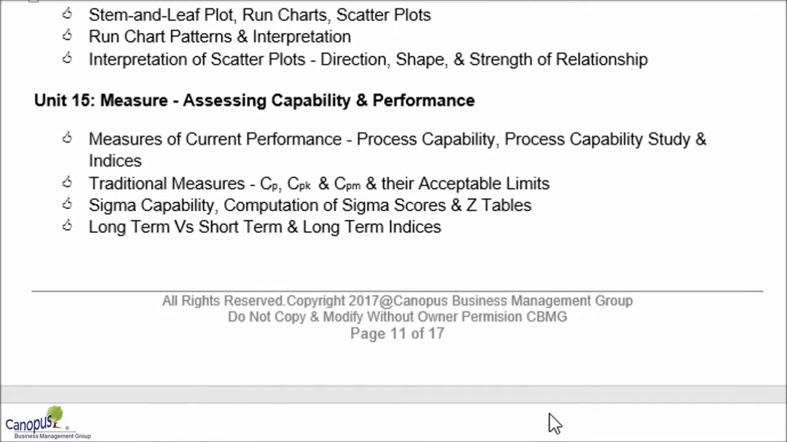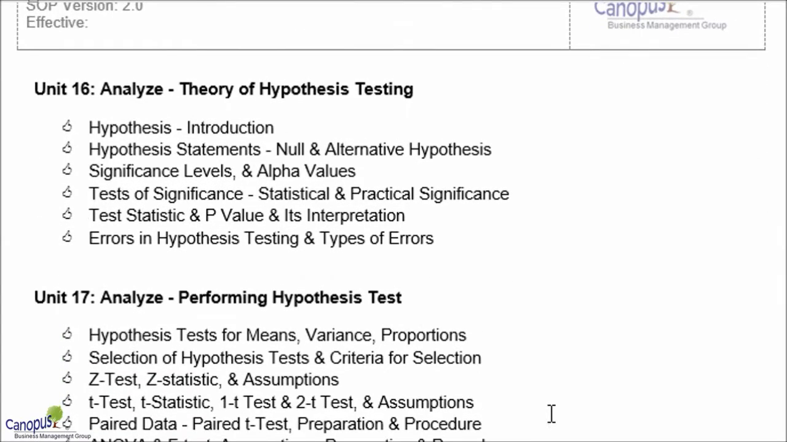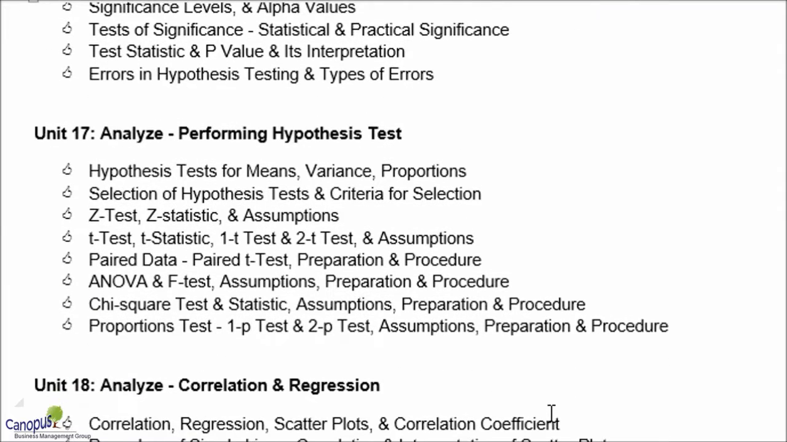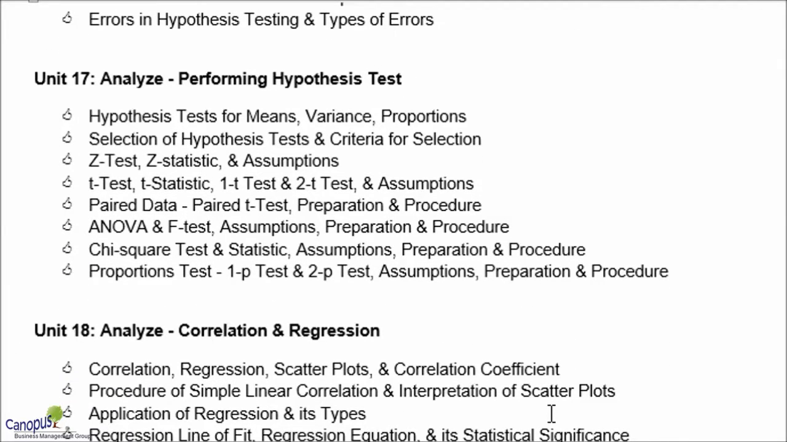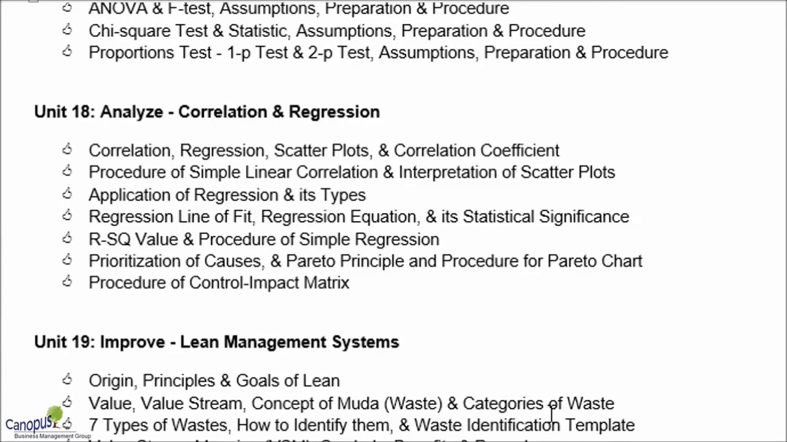Process capability, we are talking about Cp, Cpk, Cpm, and we're also talking about long-term and short-term process capability. About theory of hypothesis testing, we're talking about the very purpose of hypothesis tests, how do you frame the statements, what are the different risk levels, and the interpretation of the p-values. We talk about a variety of tools, variety of tests that can be performed, like the z-test, t-test, ANOVA, chi-square, proportions test.